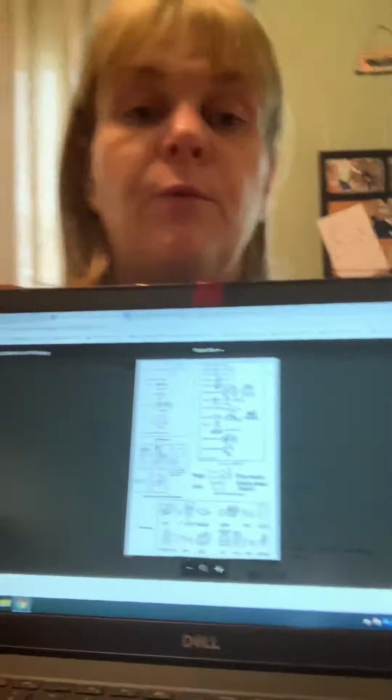So I'm trying to zoom in so you can see those examples. And I will be sending those to you, so you don't have to stress about that now. So those are some examples of a rebus.